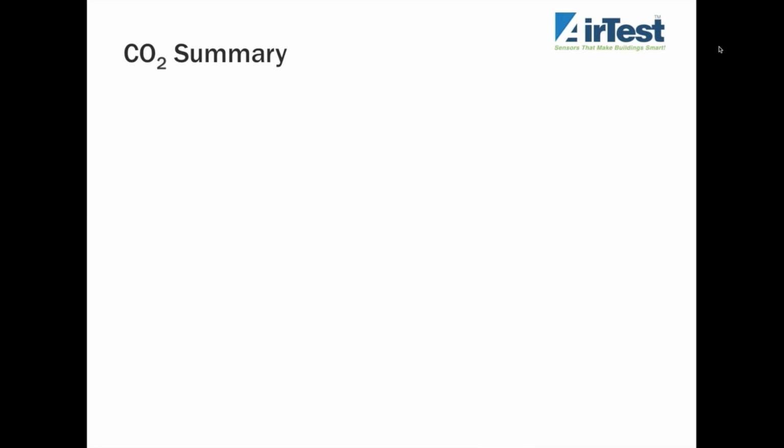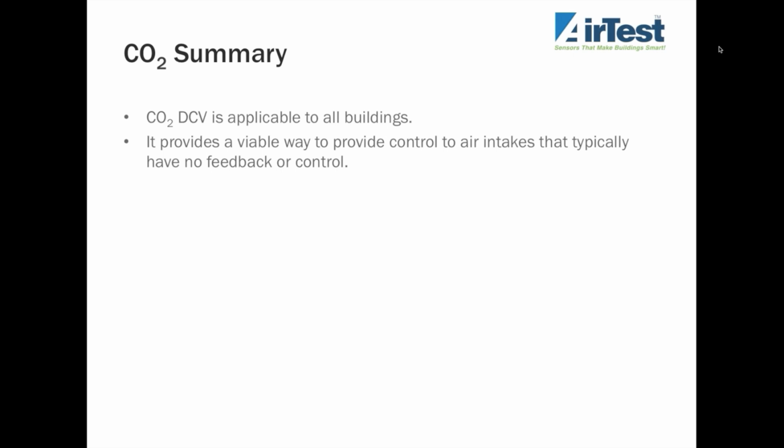So this really winds up the CO2 part of the presentation, but I guess the points to take away here are that CO2 demand control ventilation is really applicable to all buildings, that it's a viable way to control air intakes that typically have had no feedback or control. They've been set and forgotten, or in many cases, building owners may try and intuitively adjust them, trying to figure out what the right setting is. Inevitably, as indicated by the EPA study that I mentioned of 100 buildings, often the tendency is for people to set that damper too high, like at the 20% open position, and overventilate their building.